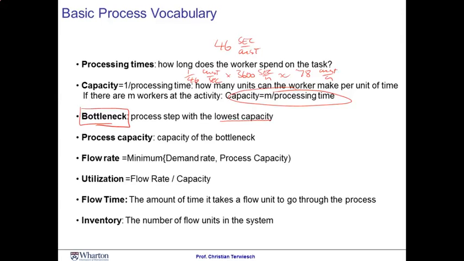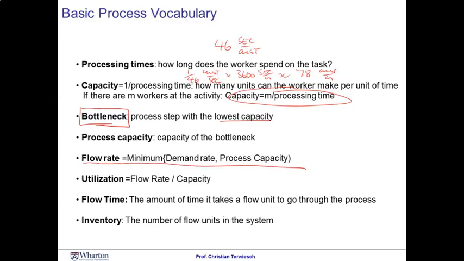Next, we want to figure out the flow rate. We already defined the flow rate as the number of customers going through the process per unit of time. Well, there can never, by definition, be more flow through the process than we have capacity at the bottleneck. However, there might be situations when even the bottleneck has some excess capacity. Those are situations where we have insufficient demand. In off hours, late at night, early morning, we might just not have the demand rate to keep the bottleneck busy, and so the flow rate is defined as the minimum between demand and process capacity.